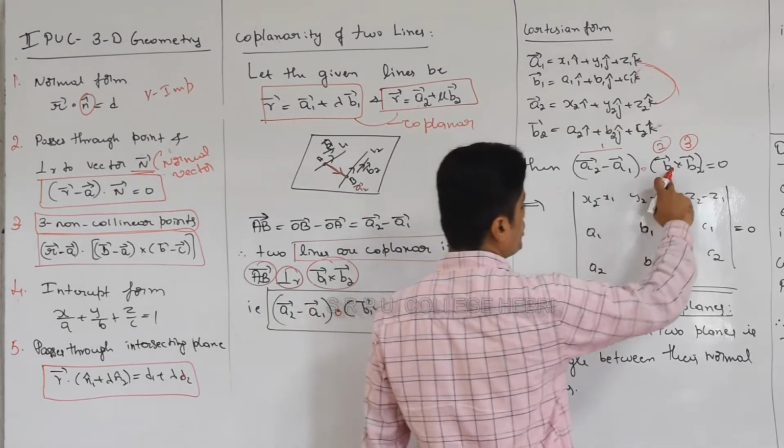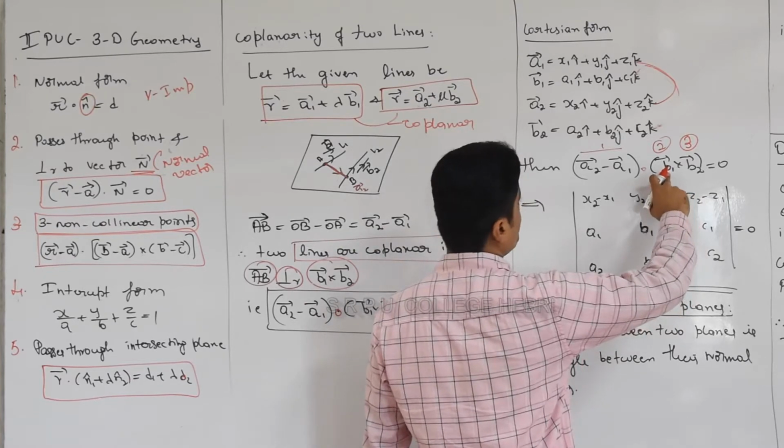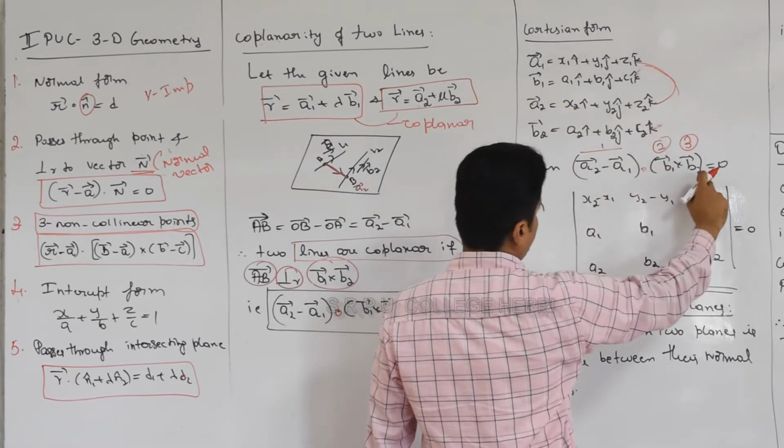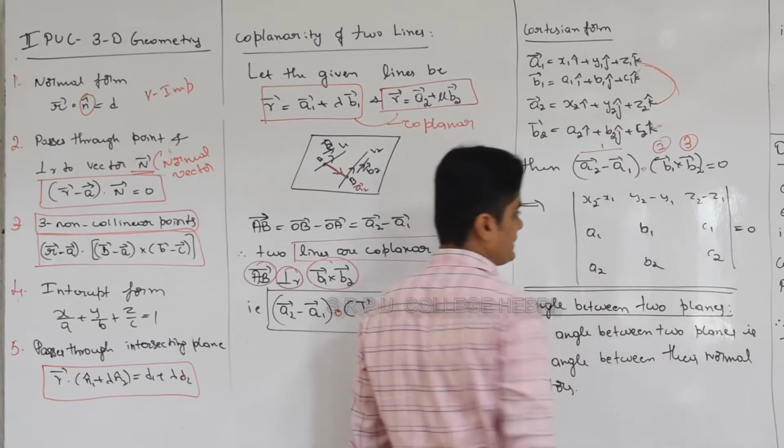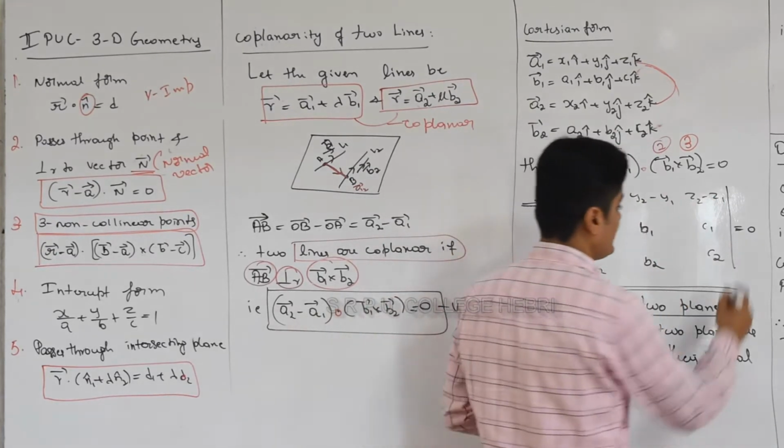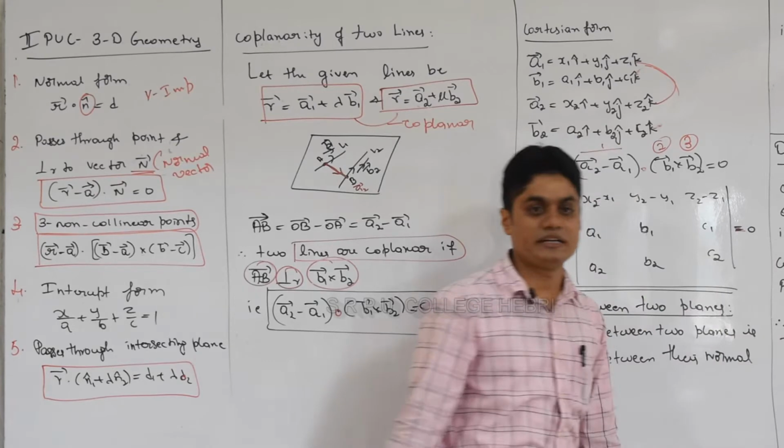Next, the components of B1. Components of B1 are A1, B1, C1. Next, components of B2: A2, B2, C2. So it will be the second row and third row. Okay, since their dot product is 0, this determinant must be 0.